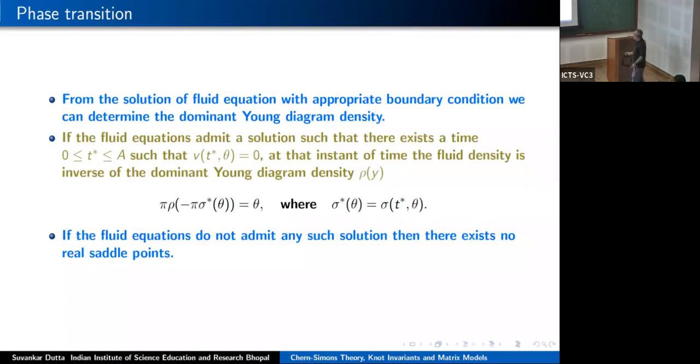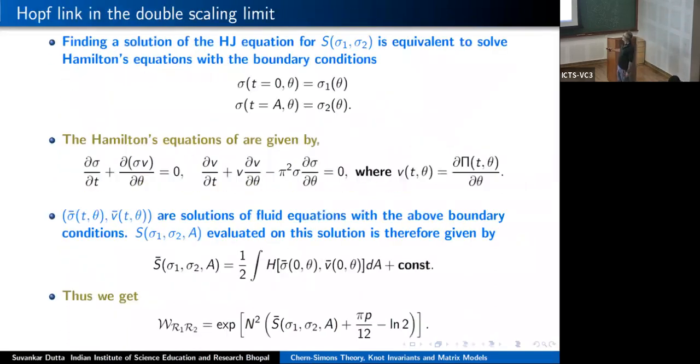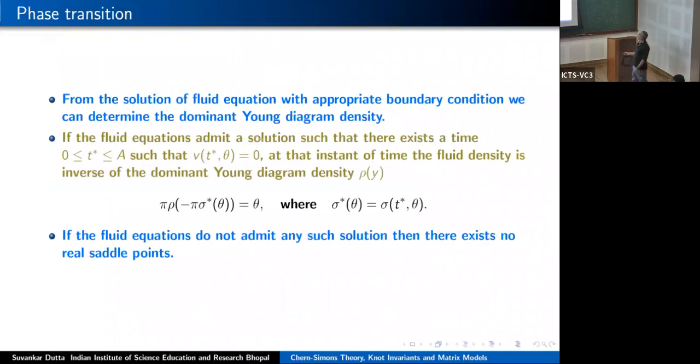what you see, you have to solve this equation to find rho as well as v. V, you can think of as the velocity of your fluid. So if you find a solution such that there is a value of time t star between 0 and a where v is 0, what is the meaning of this v is 0?